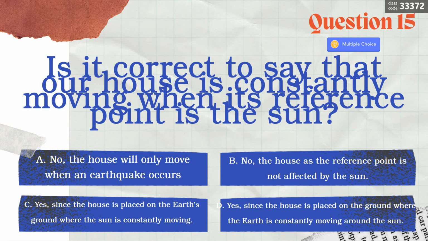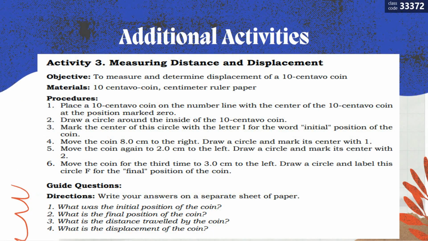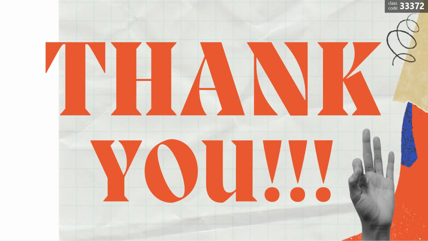Very good. You got it right. It's letter D. Yes. Since the house is placed on the ground where the earth is constantly moving around the sun. Okay, so you're given an additional activity. This will be your second assignment. Activity 3, measuring distance and displacement. You are going to follow this. Then, go back with the lesson and answer guide questions.